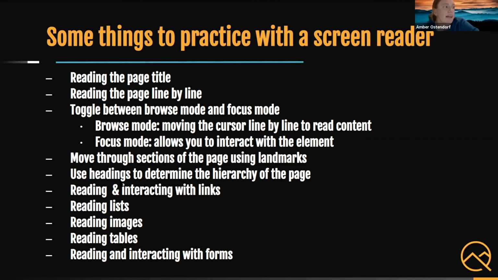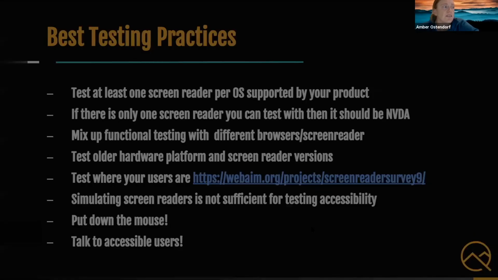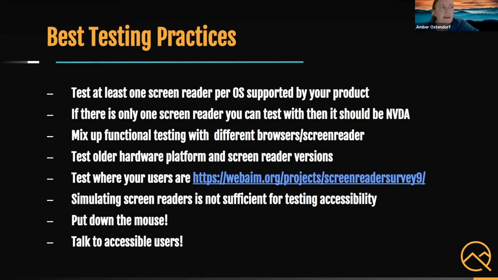You also want to test using headings to determine the hierarchy of the page. Can you determine the hierarchy of the page through the screen reader by listening to the headings? You want to be able to read and interact with links, reading lists, reading images, reading tables. You also want to be able to read and interact with forms correctly. That's just a really high level of things to practice, but that will give you a good start as to learning how to use the screen reader, and then it'll prepare you for when you actually start testing.